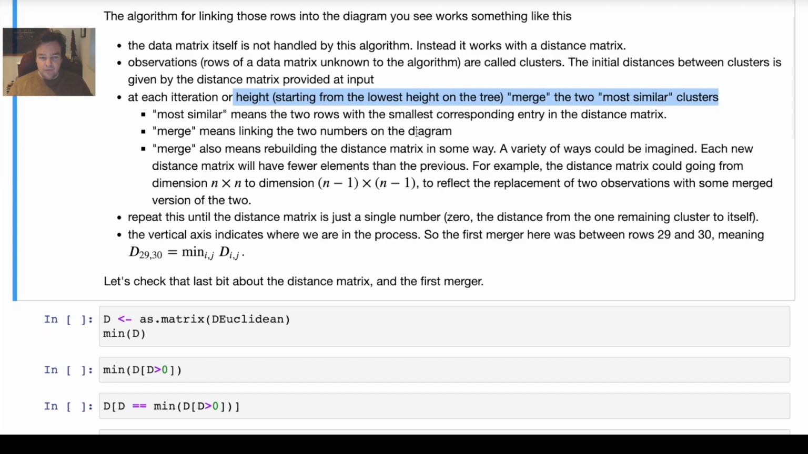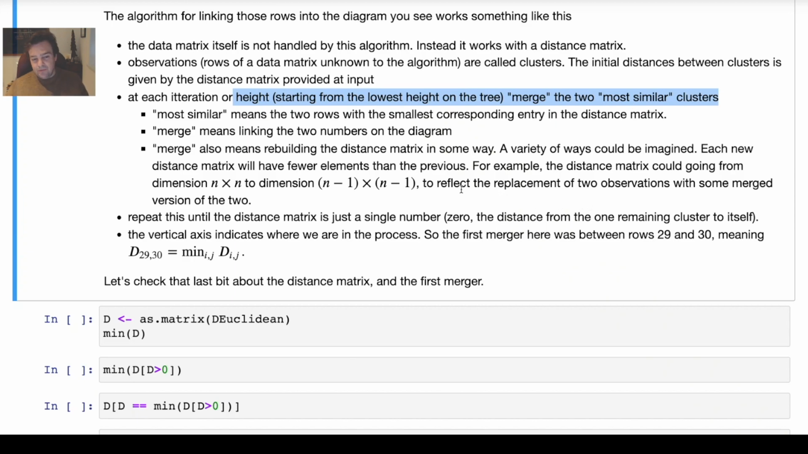And so every time you merge two things, you reduce the number of observations. Let's say you had 31 observations, and you take one out and somehow merge it with the other. You now have 30 observations. So you went from having a 31 by 31 distance matrix to a 30 by 30 distance matrix. So every time you do a merger, you change the distance matrix and you make it a little smaller, right?